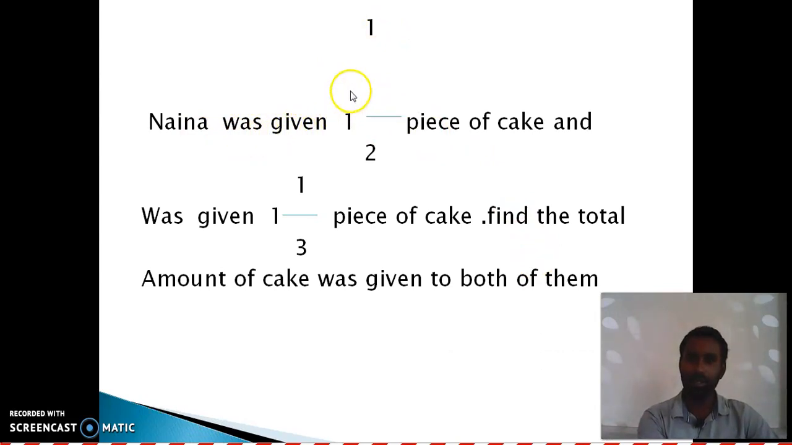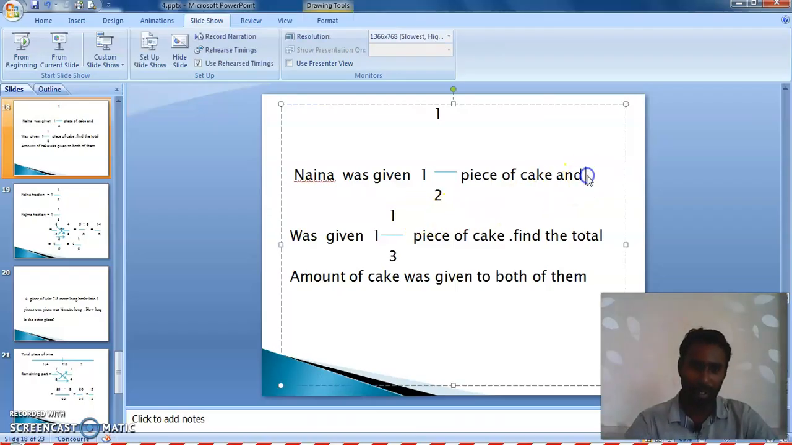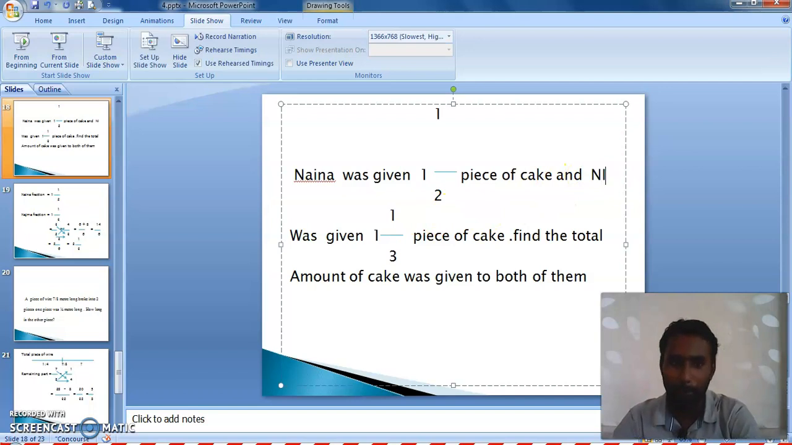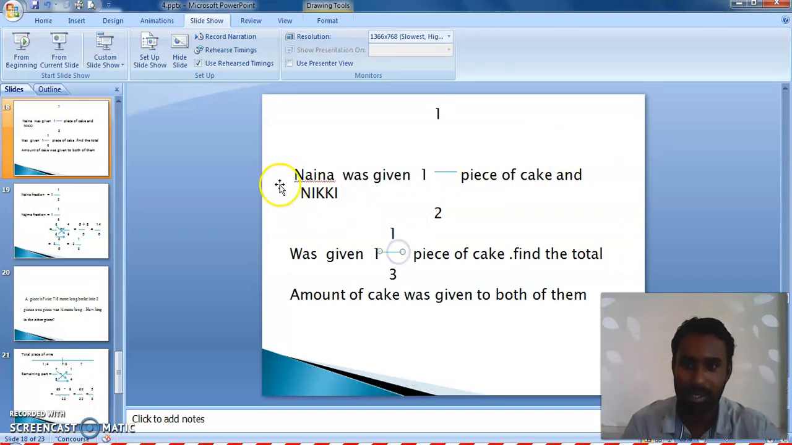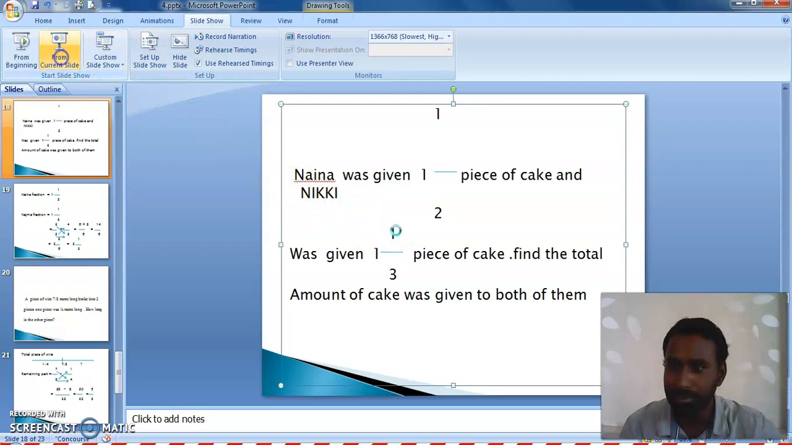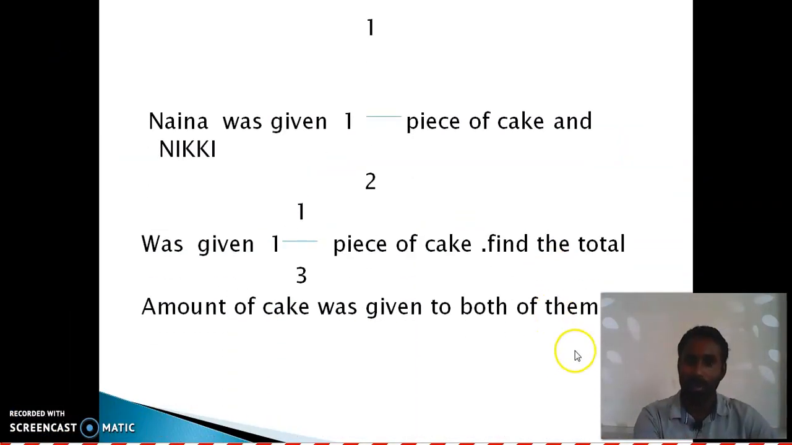So Naina was given 1 by 2 piece of cake, and some other person was given 1 by 3 piece of cake. So find the total. Here I put one name, any other, for example Nikki. Nikki, I'll write here. And that Nikki was given 1 by 3 piece of cake. So find the total amount of cake given to both of them, Nikki and Naina.